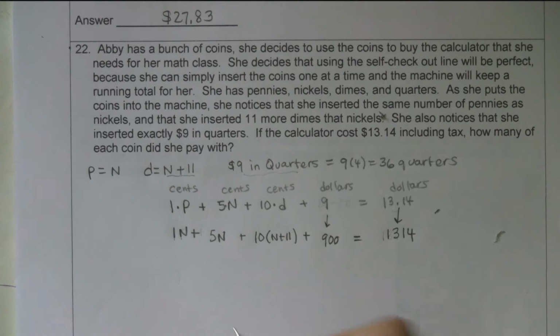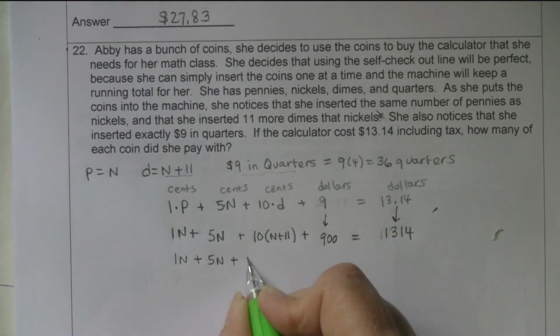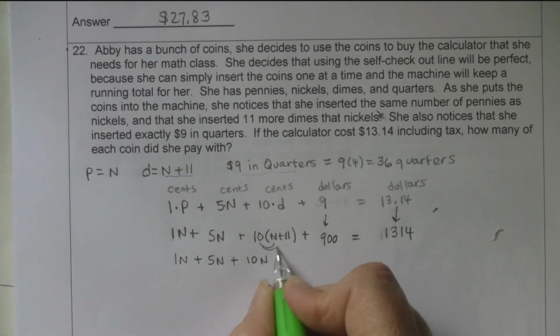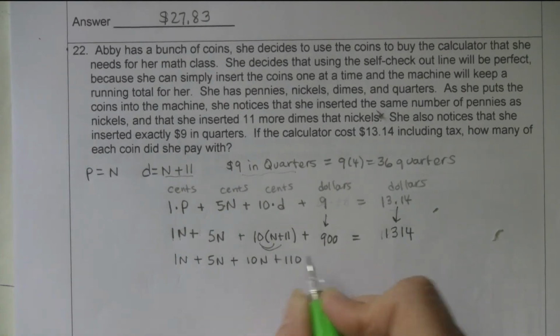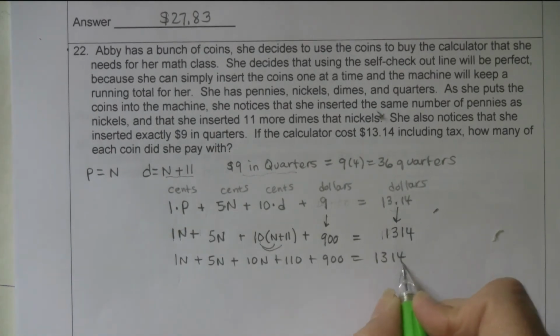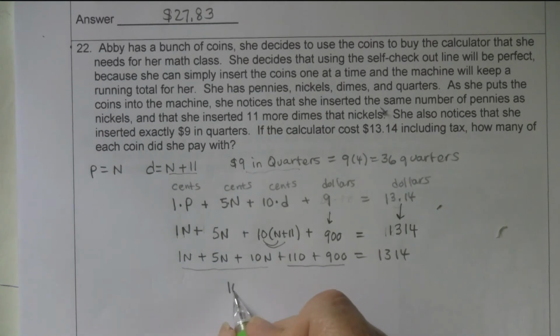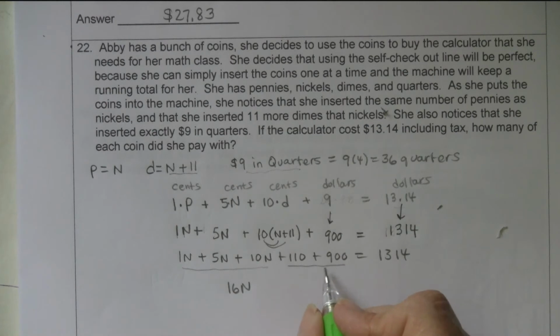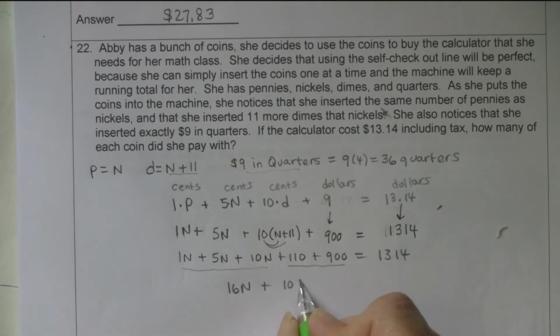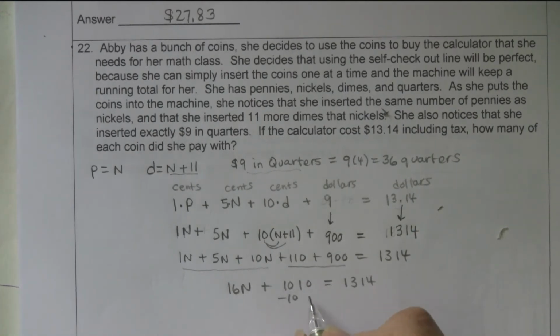So now I'm just ready to solve it. 1n plus 5n plus 10 times (n plus 11), so I'm distributing, plus 110 plus 900 equals 1314. So when I add those together and add these together, that's 16n. And let's see, is that 1010? Equals 1314. And then I'm going to subtract 1010.